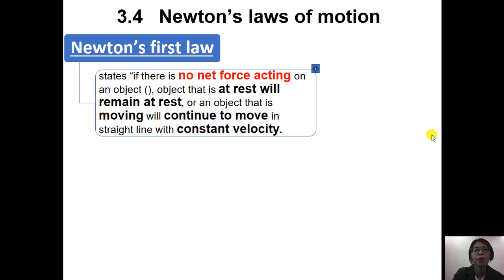So 3.4, we have Newton's laws of motion. So we have three Newton's laws. We go for the first one. We have Newton's first law.